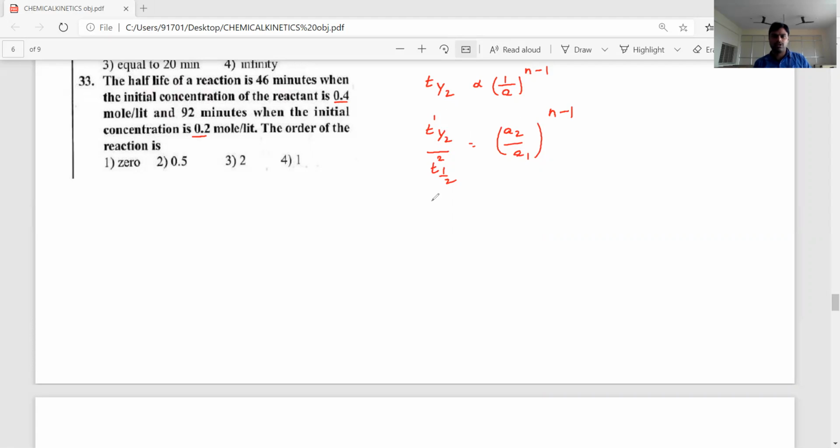See, the first half-life period, how much did they give? 46 minutes. 46 by 92 is equal to (A2 by A1) whole to the power of n minus 1, where A2 is the concentration for the second half-life, which is 0.2, and A1 is 0.4. It's very clear. 46 times 1 is 46, and the 2 times will cancel. Means 1 by 2 is equal to (1 by 2) whole to the power of n minus 1.